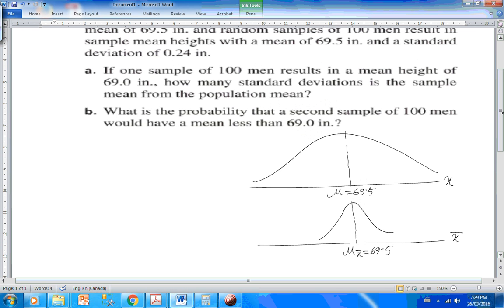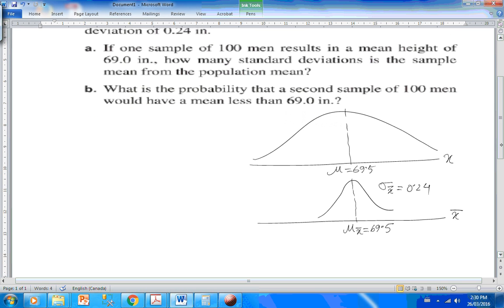They are also giving us another piece of information, which is that the standard deviation of the sample mean distribution is 0.24 inches. So sigma of x bars turns out to be 0.24 inches.